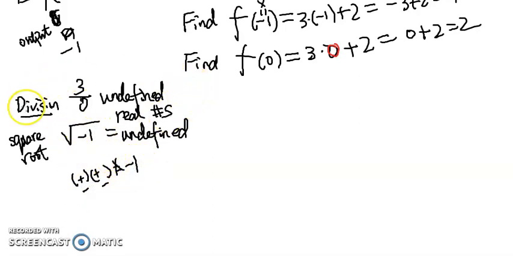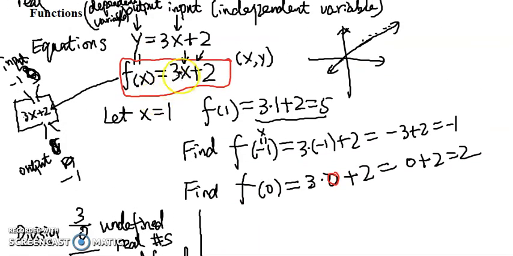So these two operations will restrict the domain we have. For the previous function, the domain is all real numbers, or you can say any number, because you can pick any number for x as an input and you always get an output.